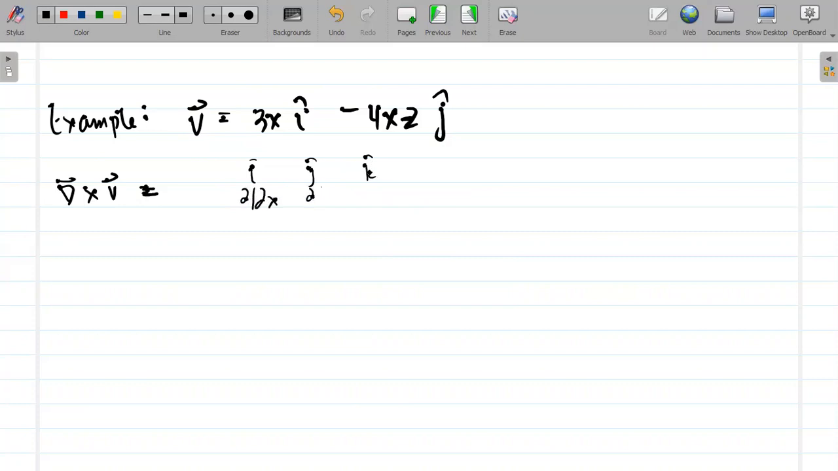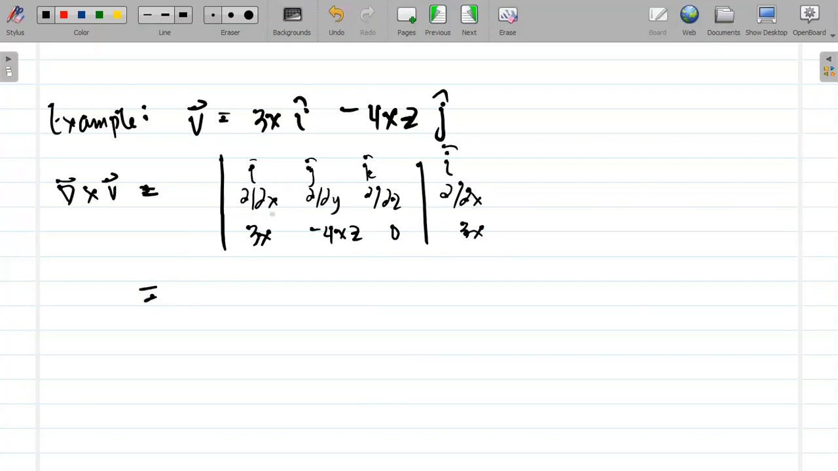So, ano ang del? Partial x, partial y, partial z. Tapos ano yung V natin? 3x, negative 4xz, 0. Tapos kopyahin ko yung i, partial x, 3x. So ano mo na yung i hat? Itong dalawa. So yung unang term natin ay 0 kasi partial y ng 0 ay 0. Minus partial z ng negative 4xz ay negative 4x. So yan ay minus 4x.